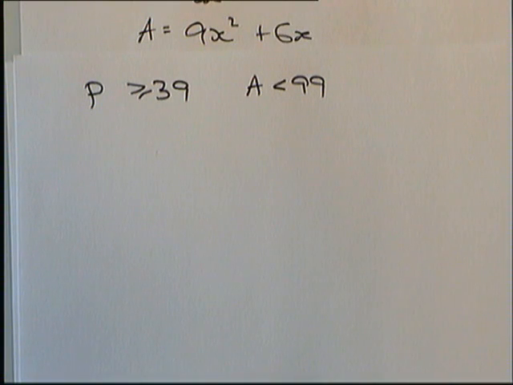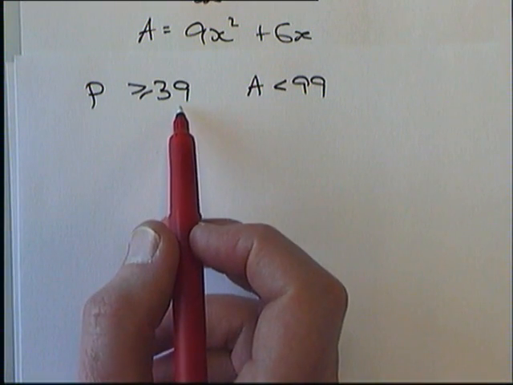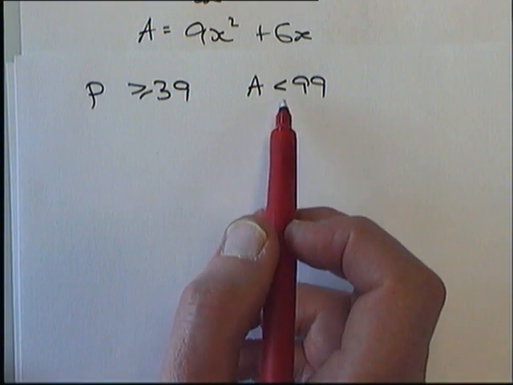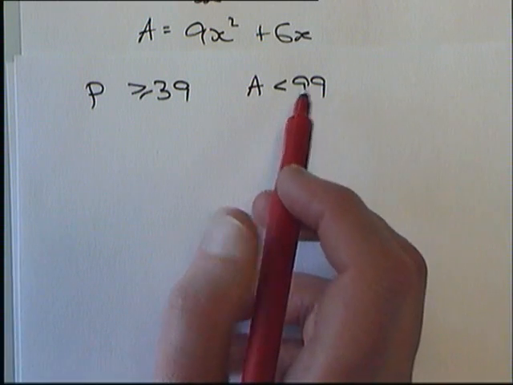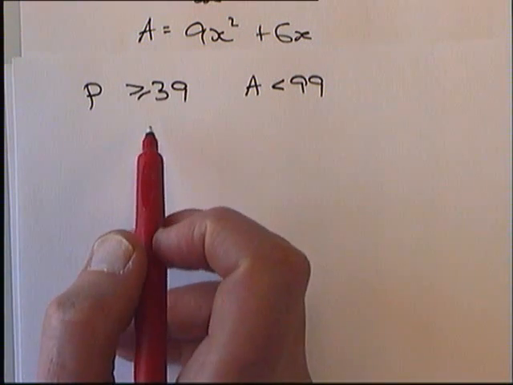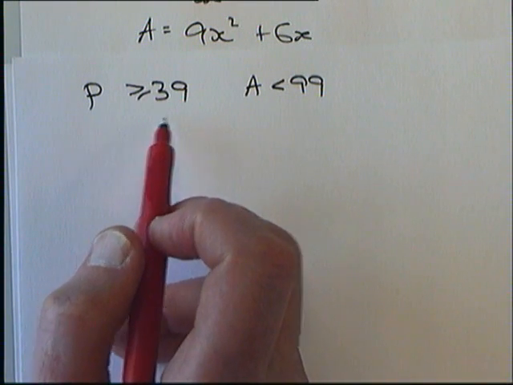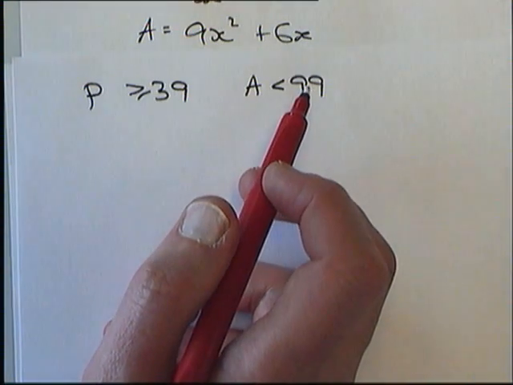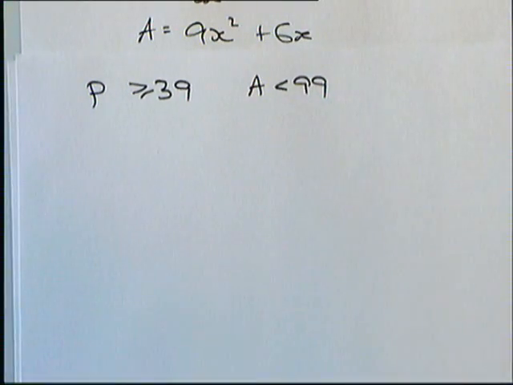The final part of question 11 says the perimeter of the lawn must be at least 39 metres and the area of the lawn must be less than 99 metres squared. It's important here you actually get the inequality signs correct as well. One had to be at least 39, so 39 was allowed, and the other one had to be less than 99, so 99 was not allowed.